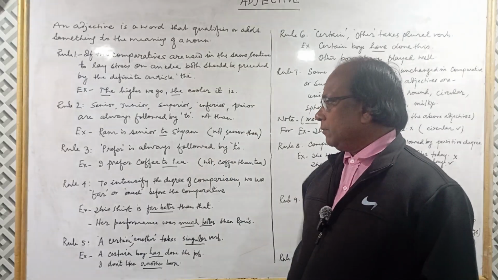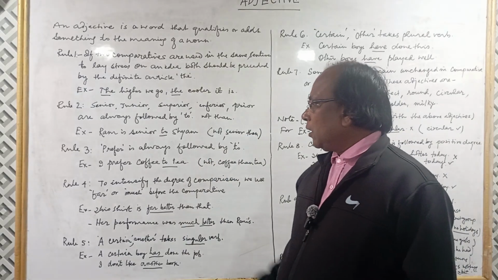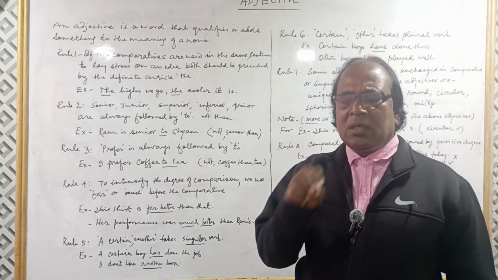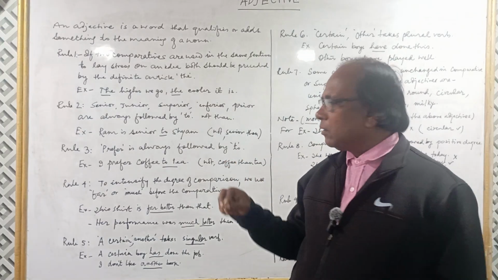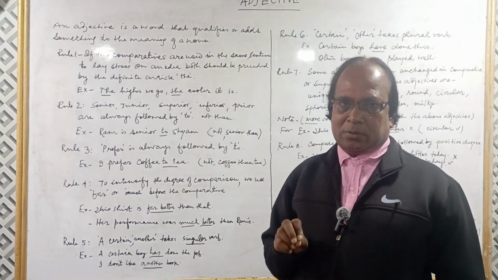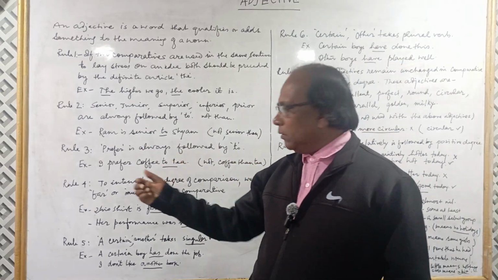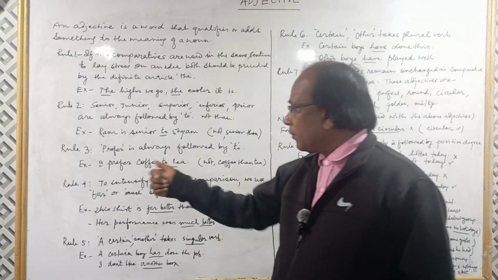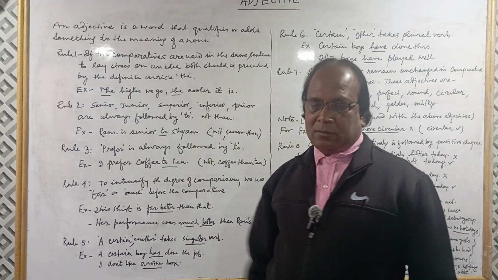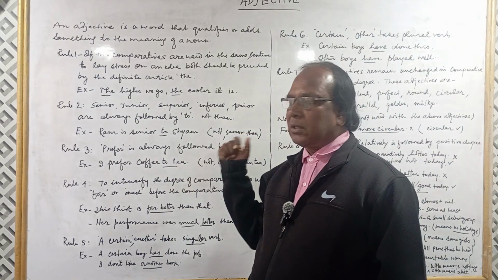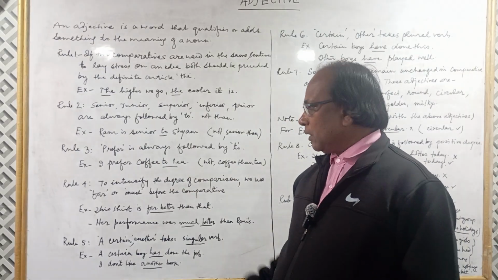Now the next rule, rule number 3. Prefer is always followed by to. Sometimes wrongly we use than after prefer. So care must be taken. For example, I prefer coffee to tea. Not I prefer coffee than tea. If I use than, the sentence becomes grammatically incorrect.